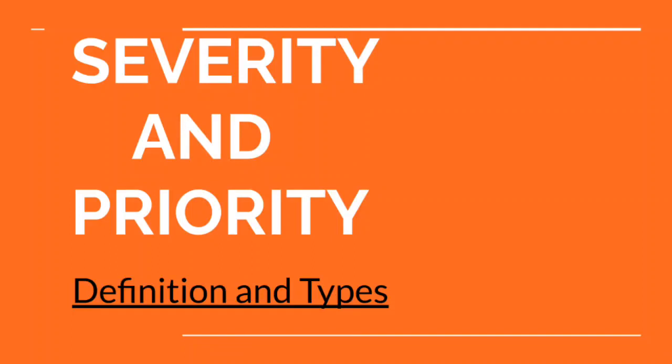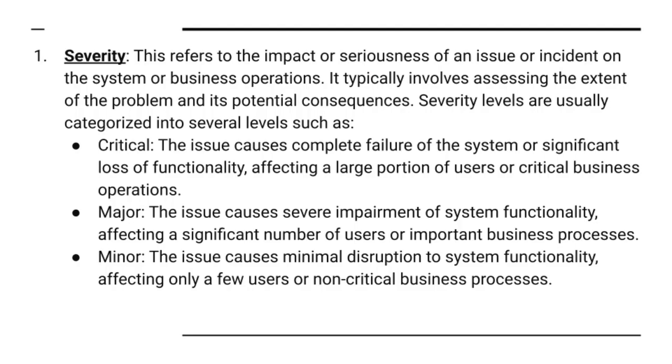Severity and priority are two concepts often used in the context of issue or incident management, especially in software development or IT support. Severity refers to the impact or seriousness of an issue or incident on the system or business operations. It typically involves assessing the extent of the problem and its potential consequences. Severity levels are usually categorized into several levels such as critical, major, and minor.